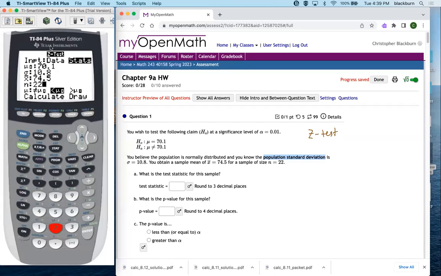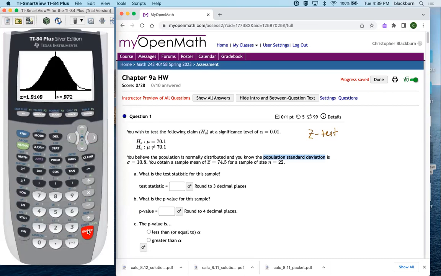All right, so we have this information. We're going to go down to either calculate or draw. If you go to draw, you're going to see that I didn't choose the right mu, did I? Yeah, I did not choose the right one. See how it says mu is not equal to 70.1? That means I want to choose that one right there, the not equals to. All right, so then if I draw that, you should see the two tails that are covered in.